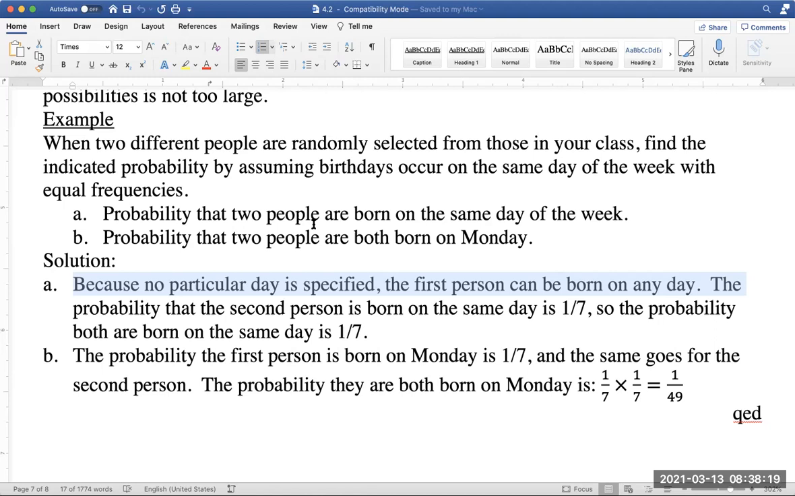Well, there are 7 days in a week. One of them is the day that the first person was born. And so 1 out of 7.